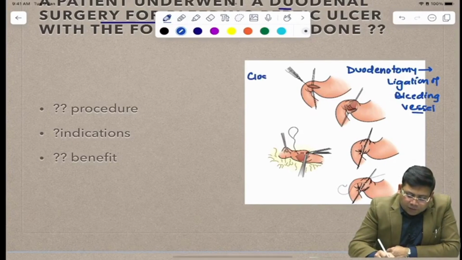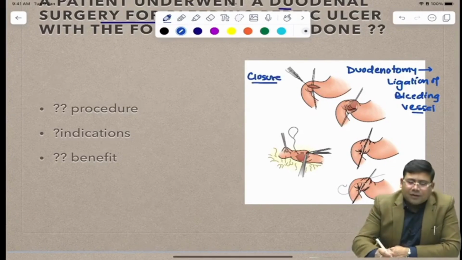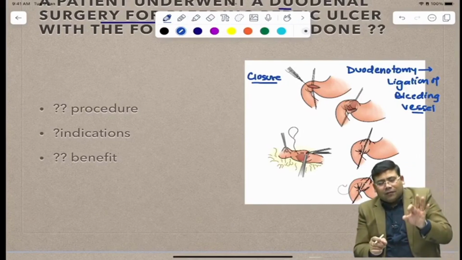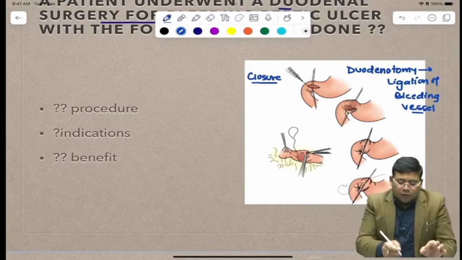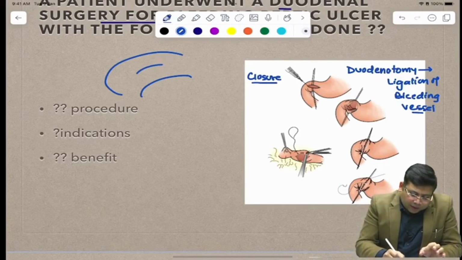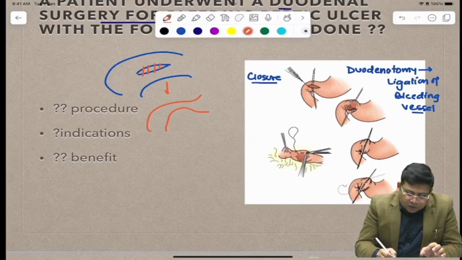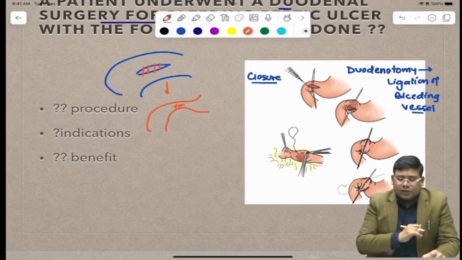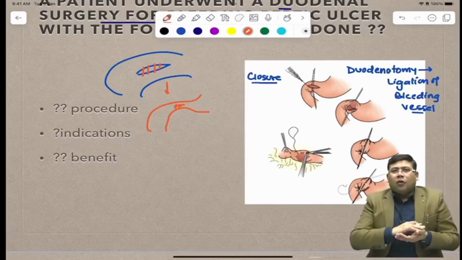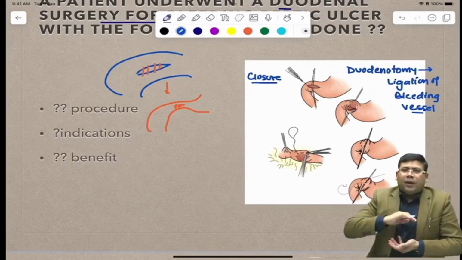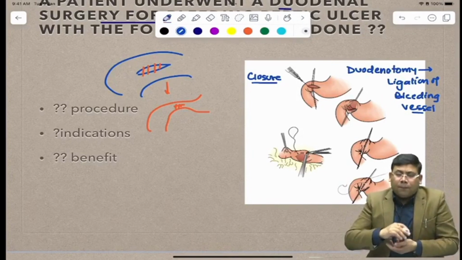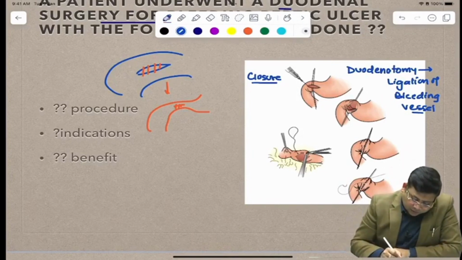What is the problem with the closure? The problem is the duodenum has a very narrow caliber. If you open the duodenum longitudinally and attempt to close it the same way, what will happen? There is a very high risk of development of what, students? A stricture. So you will go for a longitudinal opening and a perpendicular closure. This is very important.